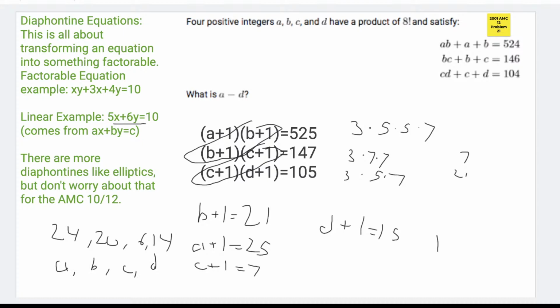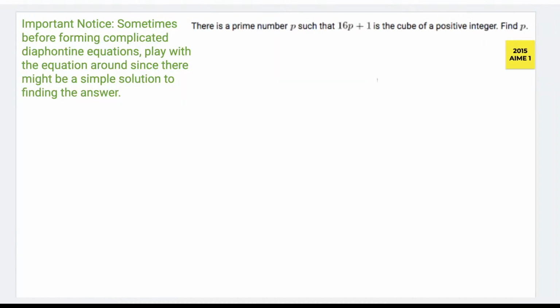And then this example shows the power of Simon's favorite factoring trick, because it was used to solve this very complicated looking problem. And then Simon's favorite factoring trick made it pretty easy for us. So now, our next problem. Now, sometimes before you form complicated Diophantine equations, you should play with the equation before, since there might actually be a simple solution to finding the answer to the problem.